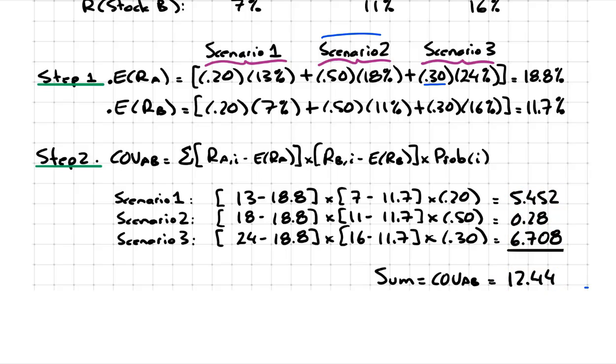Now what's probably the biggest takeaway from the covariance number here is that this is positive, and that gives us an indication that generally A and B are moving in the same direction.